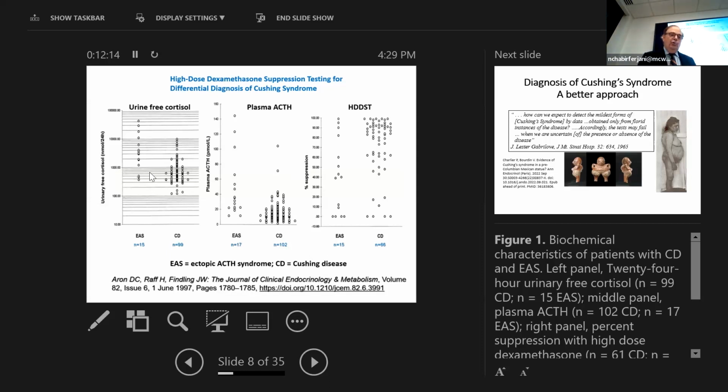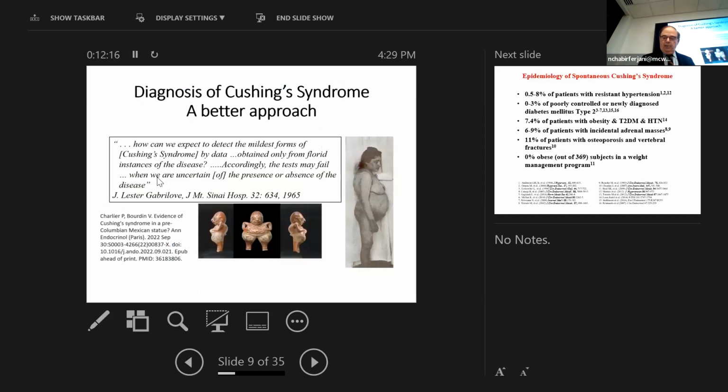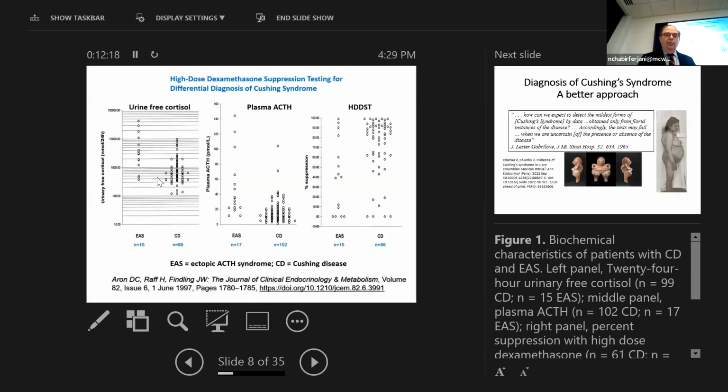And there was overlap in urine cortisol. Patients with ectopic tend to have higher levels of urine cortisol than Cushing's disease patients, or pituitary Cushing's, but there's a lot of overlap. Similarly, ACTH levels are usually much higher in ectopic, but there's overlap. So then we did high dose dexamethasone suppression testing, 15 with ectopic, and I can't read that number, I think it's 66 with Cushing's disease.